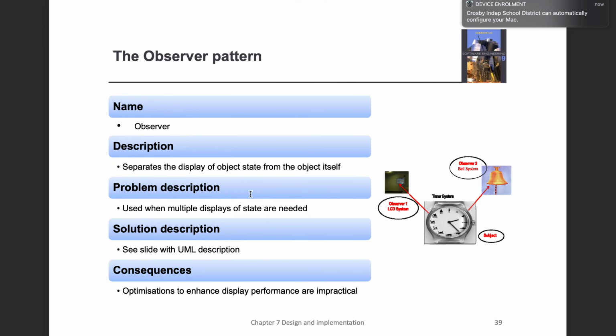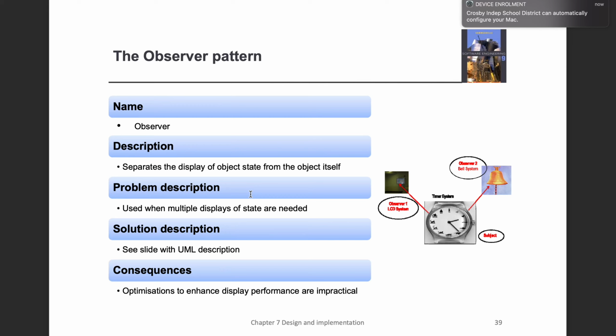And then this is the behavior, the observer pattern. In this pattern, the name is the observer. Under description, it separates the display of the object state from the object itself. The object state is, for example, that at this time, this is what happens. At this time the bell system goes on. So it describes the object state separately from the object itself. The time system is separated from the state itself. As we go on, we will explain much more on that.